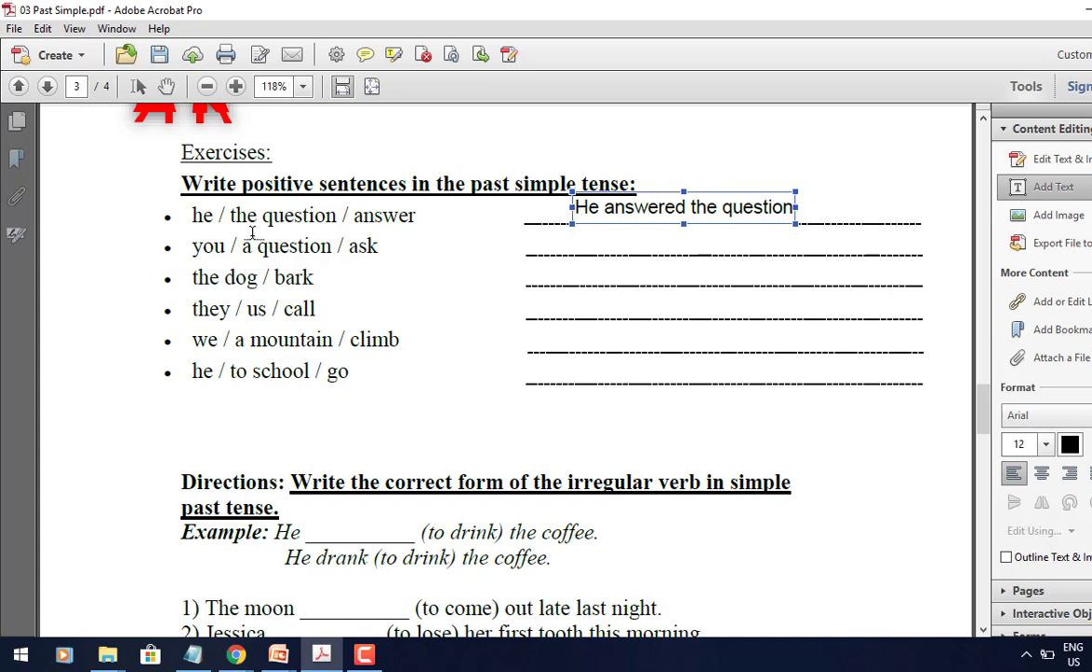Number 2. You, a question, ask. Here's the verb. Ask is a regular verb. We just add ed. So the sentence is, you asked a question.